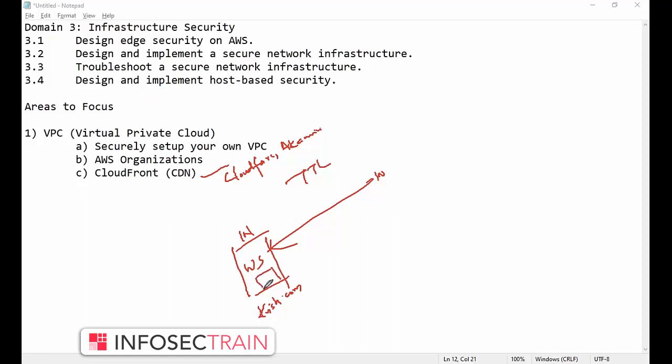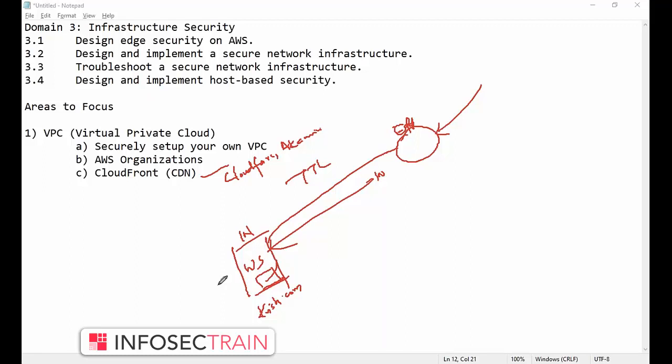CloudFront will cache this web page to edge locations. We call them edge locations worldwide. For example, if I want to go to the bank to withdraw some money, instead of going to my bank headquarters, I can go to nearby branches, right? If I'm in Bangalore, I can go to the nearby branches in Bangalore. If I'm in some other region, I can go to the nearby branches, right? Likewise, I can go to the nearest edge location if I want to access the website, rather than going to the source website. Is it clear?